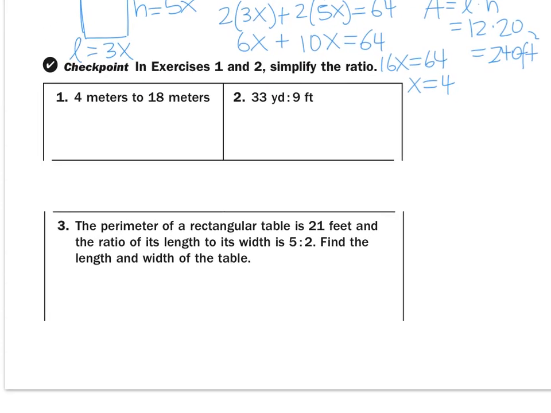Okay, you should try the following problems. Pause the video and try them.